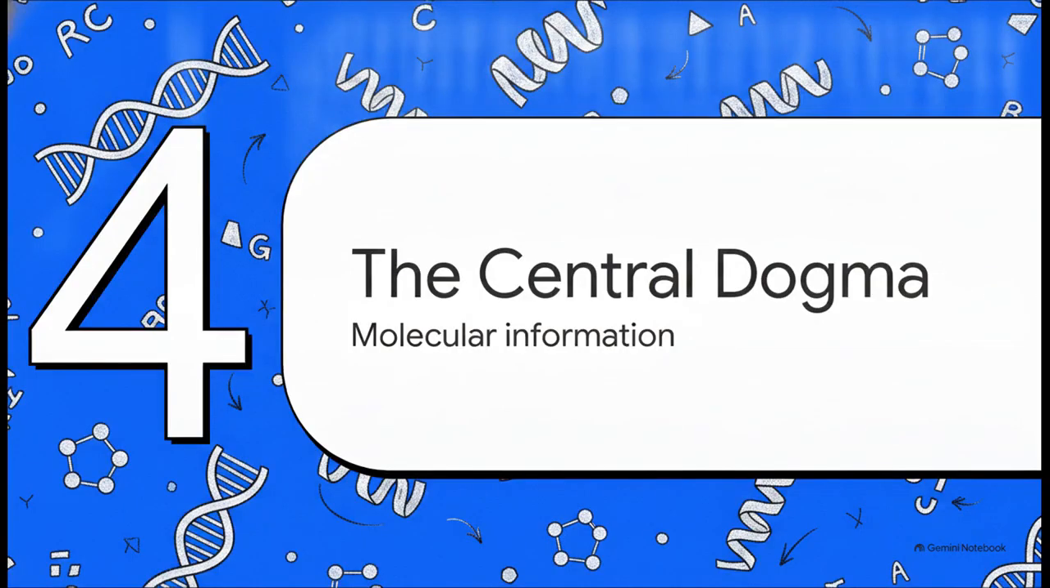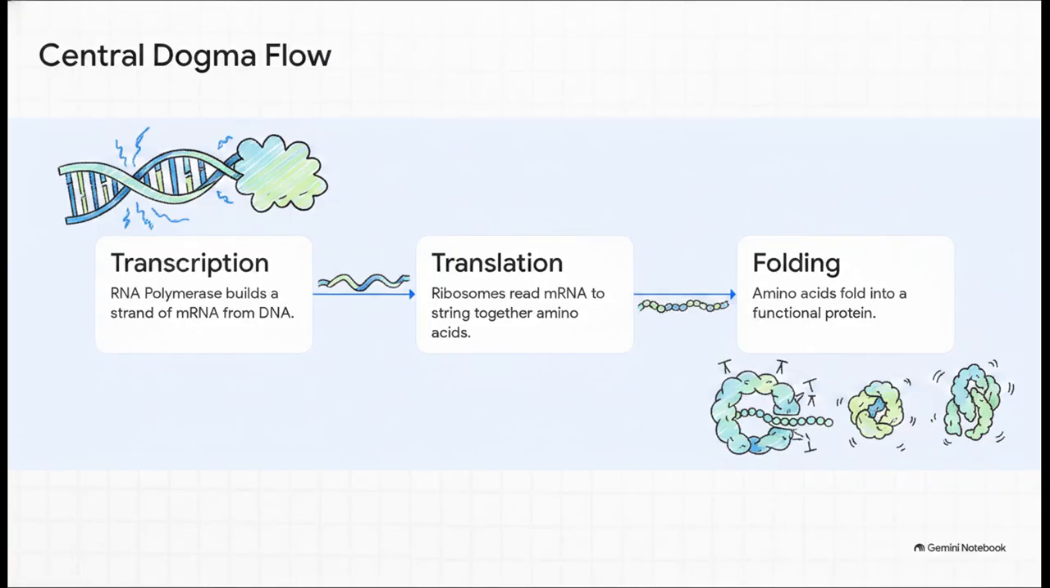All right, Section 4, the central dogma, the flow of molecular information. The central dogma of biology is essentially the ultimate rulebook for how information flows in an organism. It outlines a super strict one-way street from DNA to RNA and then to proteins.